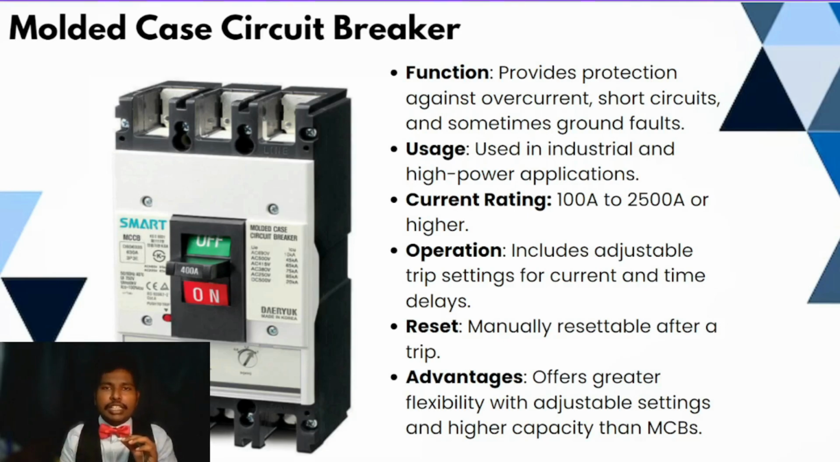Its function is to provide protection against overcurrent, short circuit, and sometimes ground faults. Its usage is for industrial purposes or high-powered applications. Its rated current is from 100 amps all the way to a few thousand amperes, and its operation includes adjustable trip settings for current and time delays. It has to be manually reset.